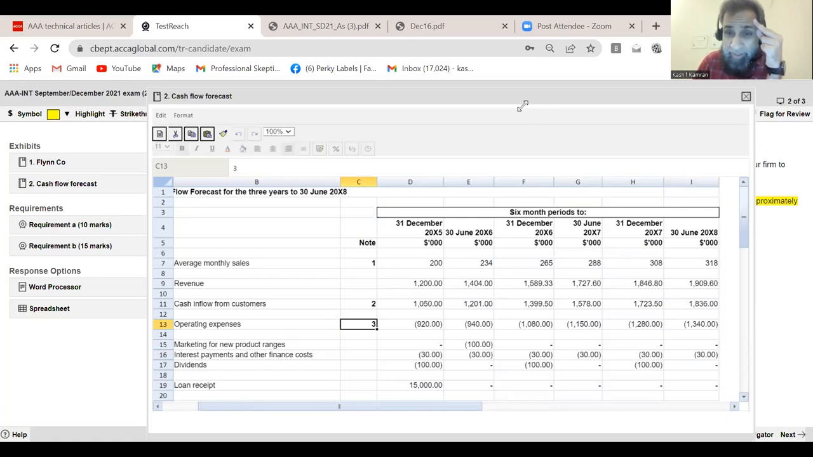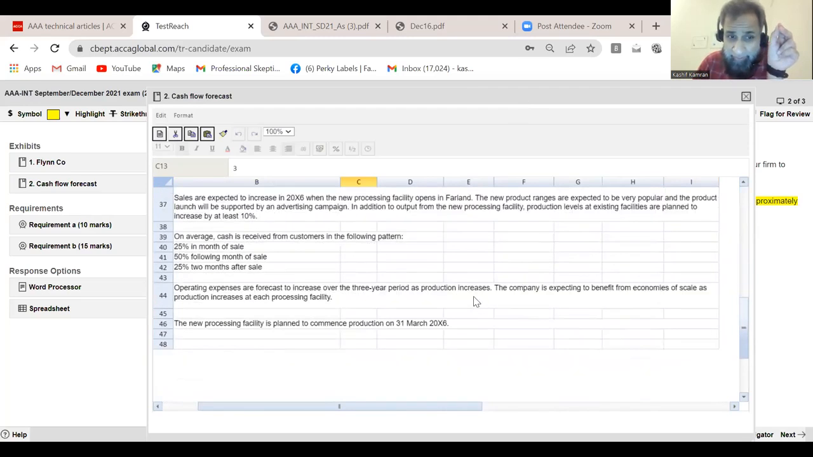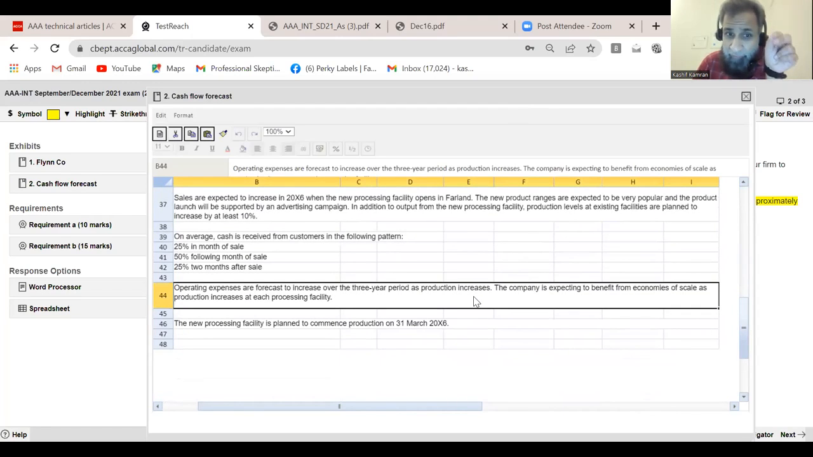And the management believe, look at this point here. Operating expenses are forecast to increase, full stop. The company is expecting to benefit from the economies of scale as the production increases at each processing facility. How can you expect an economy of scale within a new production plant, which is to open on 31st of March 2026? How quickly can an economy of scale come in?